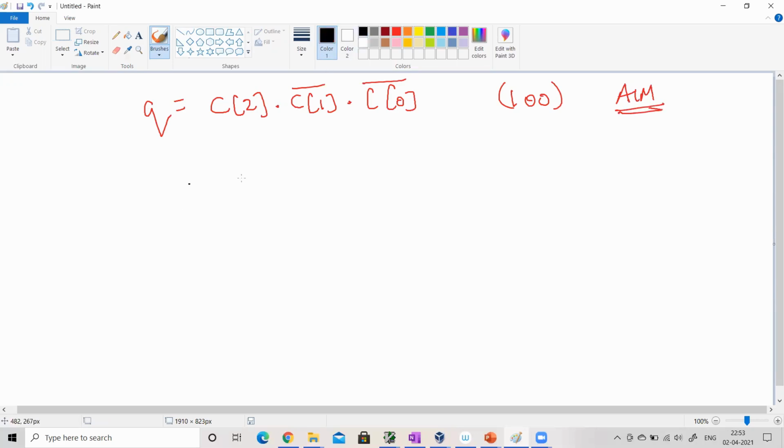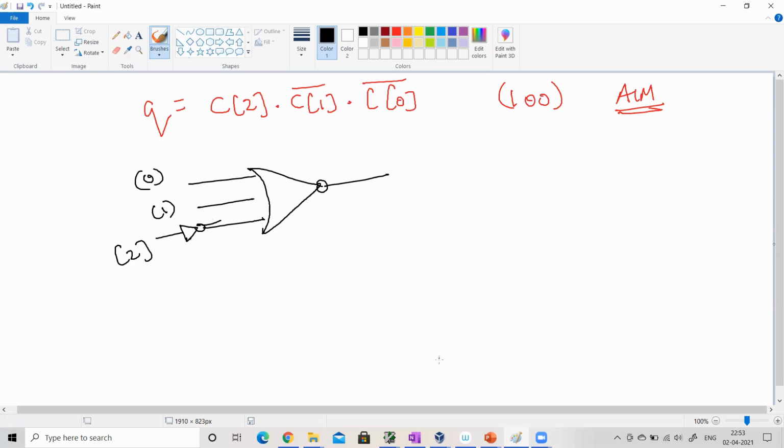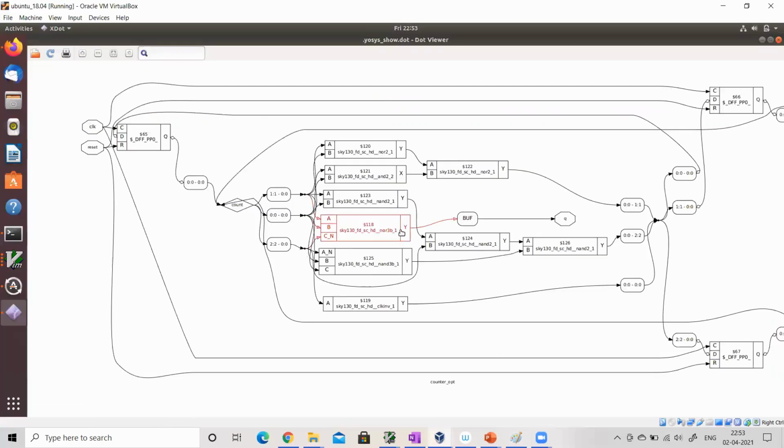We got a 3 input NOR gate with this inverted. This is my bit 2, this is my bit 0, this is my bit 1. Correct. This is what we got here. Let us look at this Q logic alone. Q is coming from this NOR. Bit 2 is connected to C underscore N. This is the negated C, A and B are there, which is coming from bit 1 and bit 0.